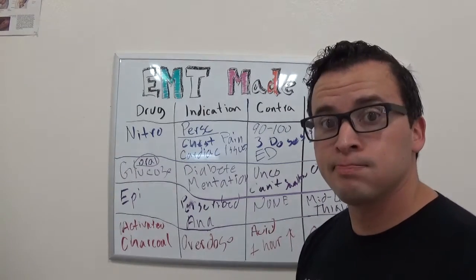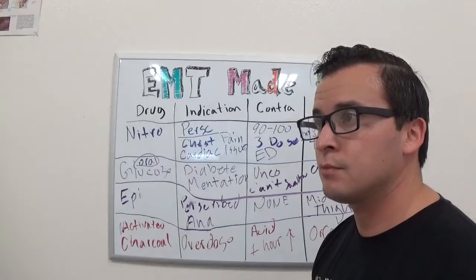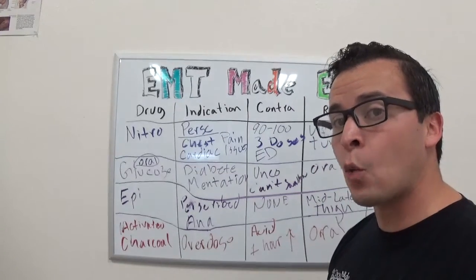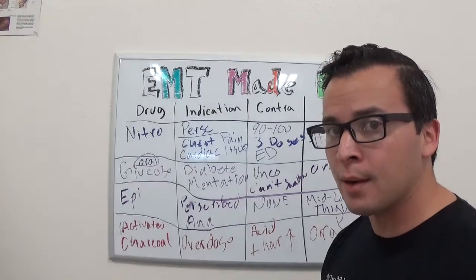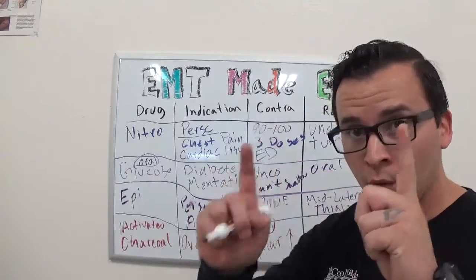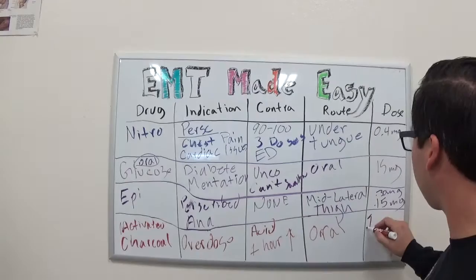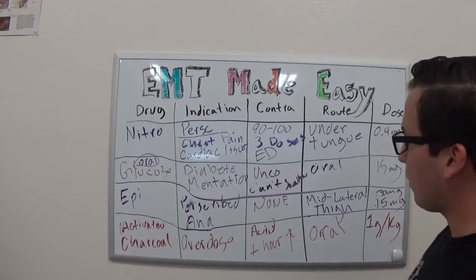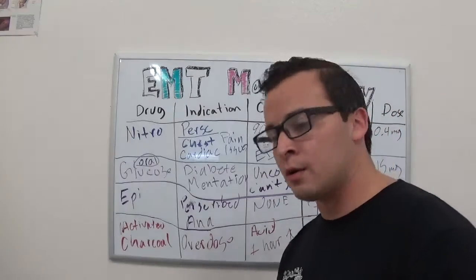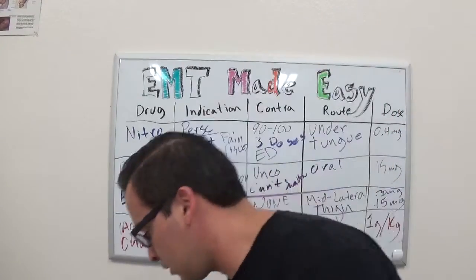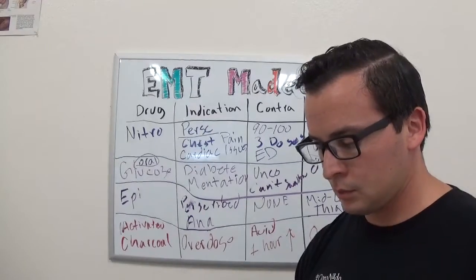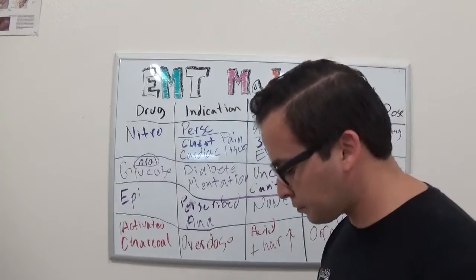Now, the dosage. The dosage is 1 gram per kilogram. 1 gram per kilogram. Now, a lot of you people are gonna be like, whoa, John, slow your roll, take it easy. What the hell is that? Let me show you real quick.